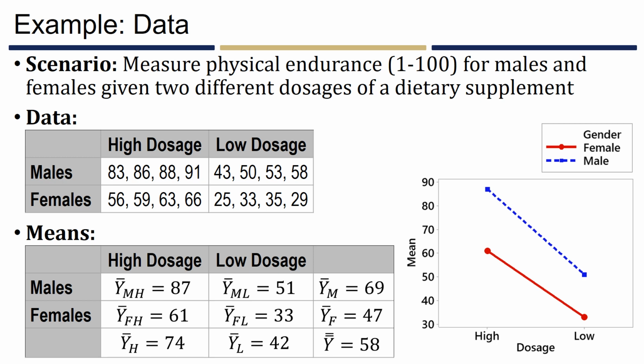Then we have the row means and the column means, which average all observations in that row or column while ignoring the other factor. The 8 males had an average physical endurance score of 69, while the 8 females averaged only 47. Similarly, the 8 subjects given the high dosage averaged 74, while the subjects on the low dosage averaged 42. Finally, the last mean we need to be concerned about is the grand mean. Overall, these 16 subjects had an average physical endurance score of 58, regardless of gender and dosage.